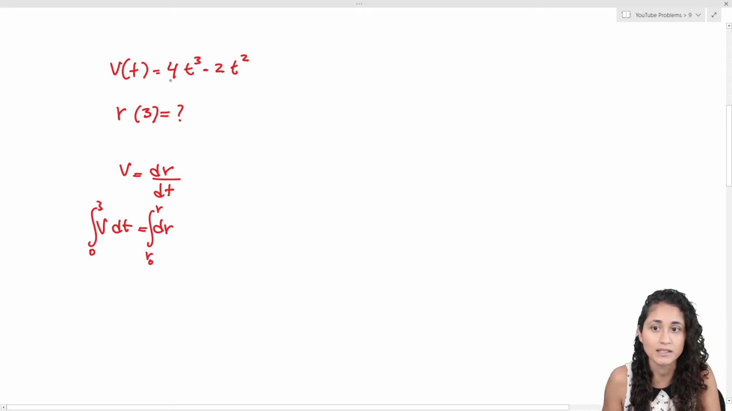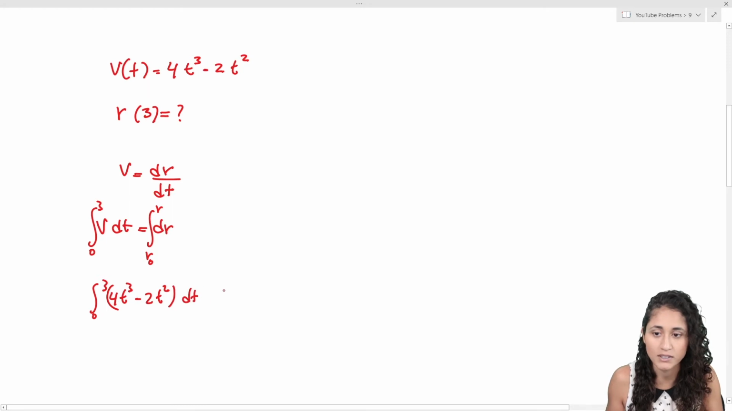Now, the next step is let's plug in this function here and then integrate. So we're going to have from 0 to 3 of 4t to the power of 3 minus 2t squared, multiplied by dt, equal to dr. Now the integral of dr is just going to be r from r naught to r, right? Now plug in the limits into r, we're going to have r minus r naught. Now the question says that the car is initially at rest, which means this term is going to be 0. So we're just going to have r is equal to this integral.